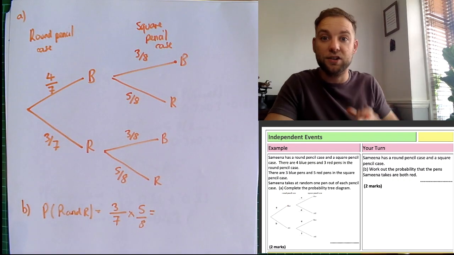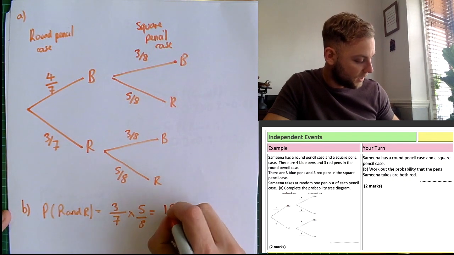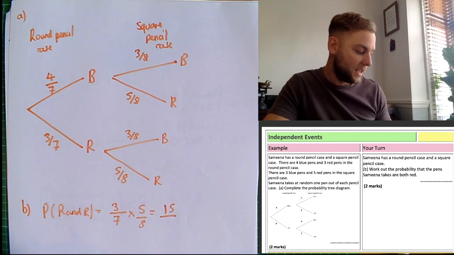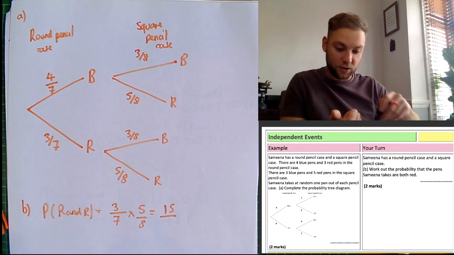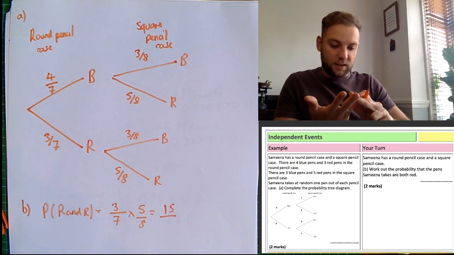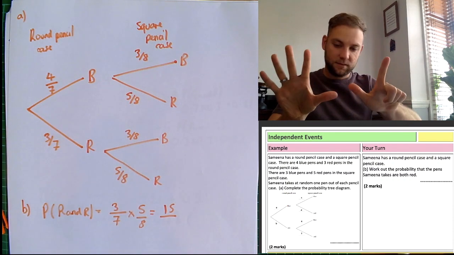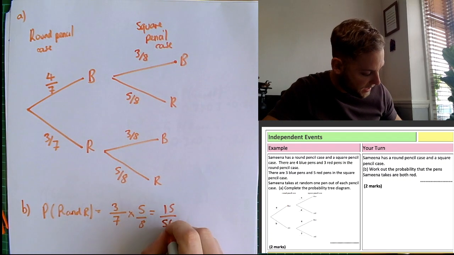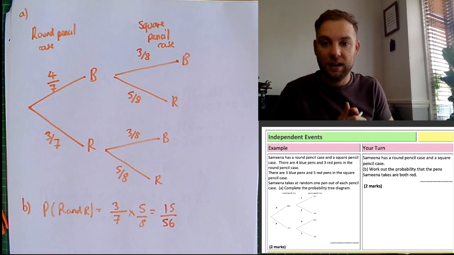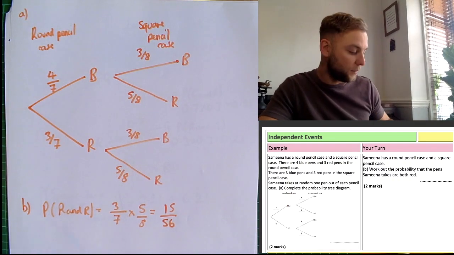We just times these fractions. Remember, with fractions we times the top times the bottom. So 3 times by 5 is 15. 7 times by 8 is equal to, 8, 16, 24, 32, 40, 48, 56. Brilliant. So over 56. And that's it. Okay. So 15 over 56. And the probability of red and red.